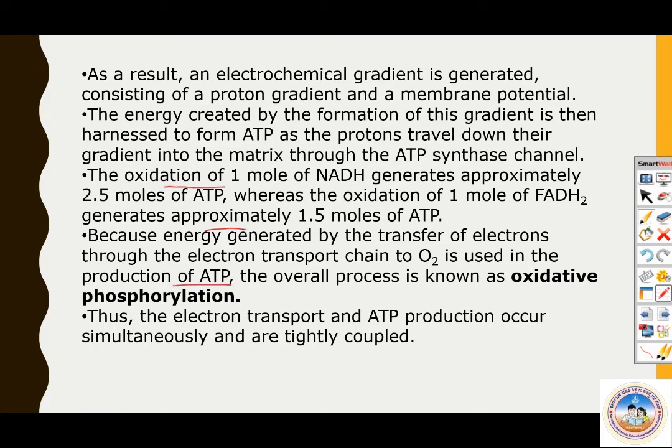So, the overall process is known as oxidative phosphorylation. What is it usually called, children? Oxidative phosphorylation.